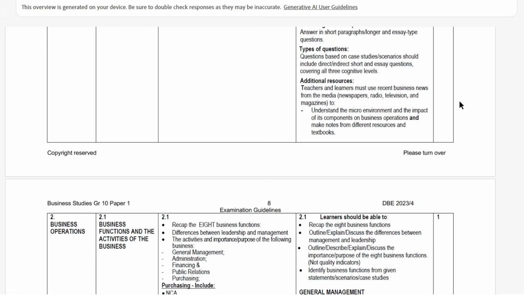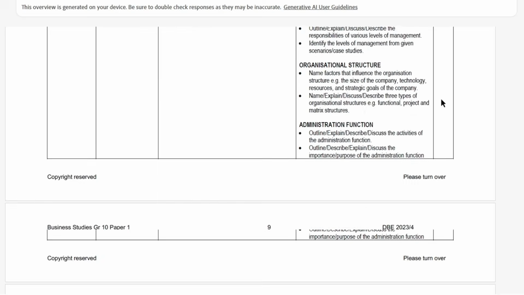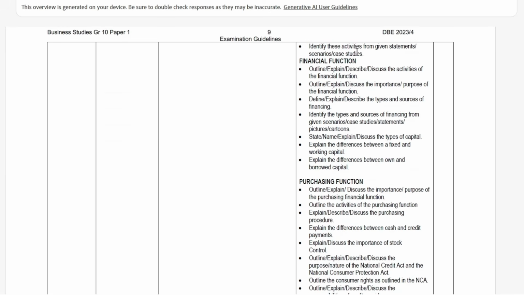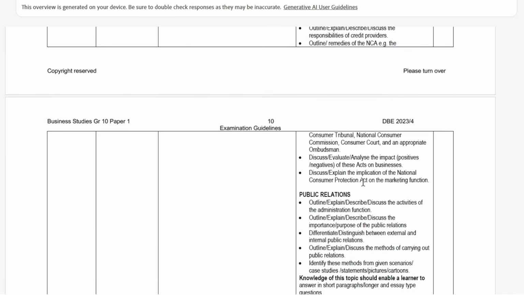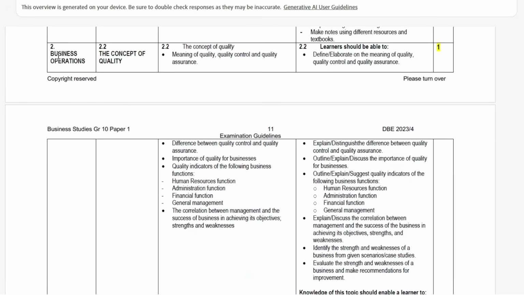So if you keep on scrolling, you'll see next we're doing business operations, the business functions. There's a bit of what the chapters are. And then here you will see we're first doing a recap of the business functions. Then we are outlining, explaining, and discussing the difference between management and leadership, and so on. Okay, with all the different functions you can see there. That's why this is quite a large document.